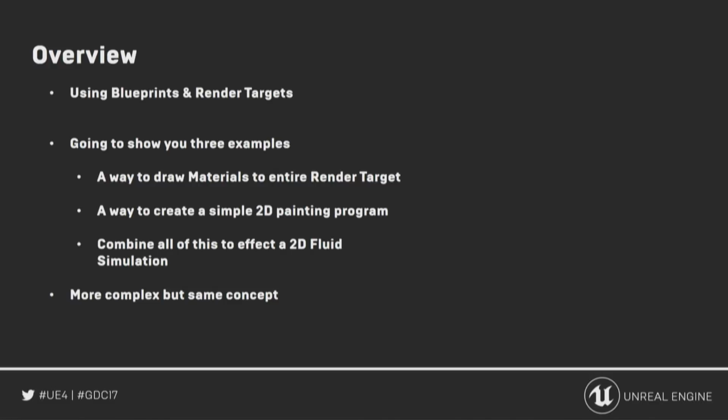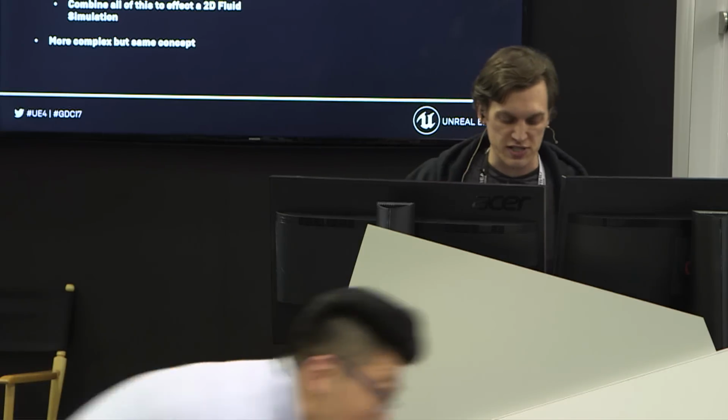The first example is going to show you how to take a material and draw that entire material to a render target. In the next example, we're going to create a very simple 2D painting program. And then finally, in the third example, we're going to combine all of these effects together in order to effect a fluid simulation. Each example is slightly more complex than the previous example, but they all build on top of one another using blueprints and render targets.